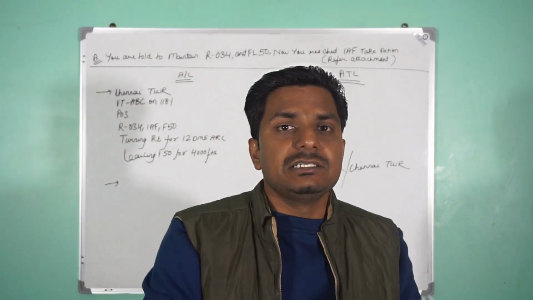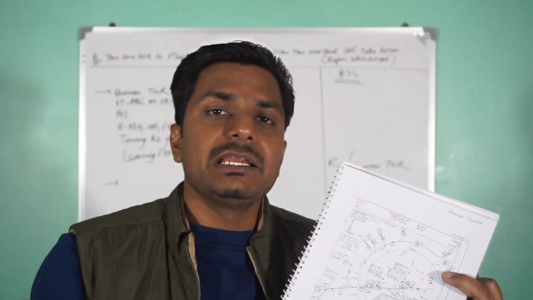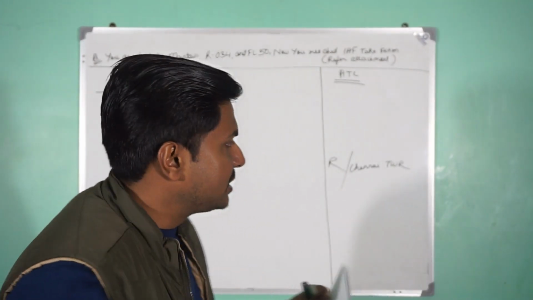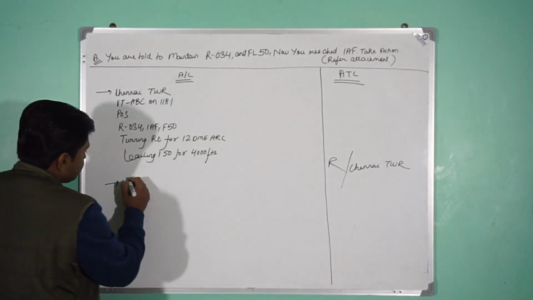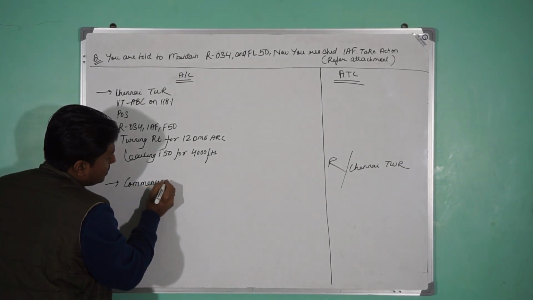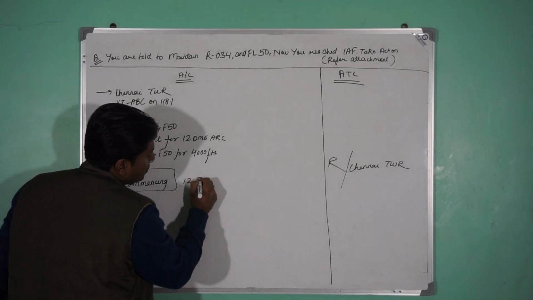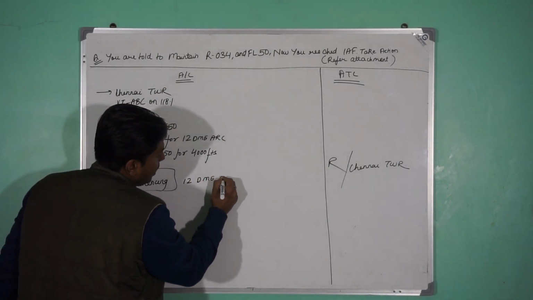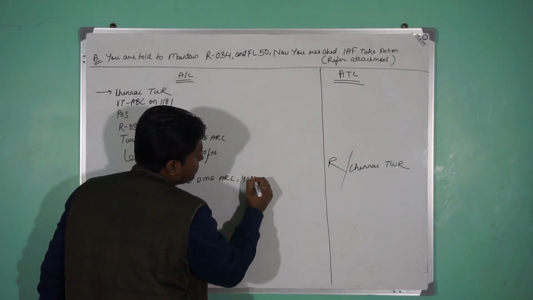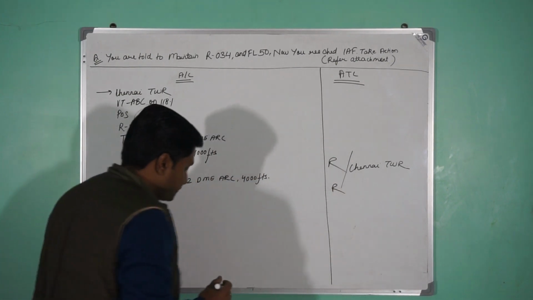But in this case, you can see this arc. This arc is totally turned, which means you have to maintain a turn. So you cannot leave your control stick. So in this case, I will use commencing. This is a very important word in this case. Commencing 12 DME arc 4000 feet. Then again I will get Roger.